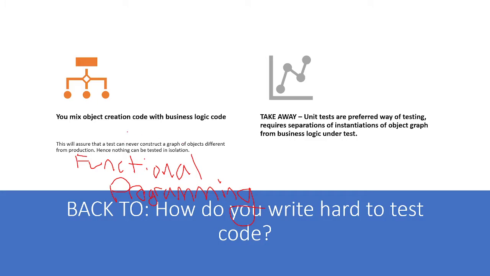It's not object oriented. So the takeaway from all of this is unit test is the preferred way of testing. It requires separation of instantiations of the object graph from the business logic under test.